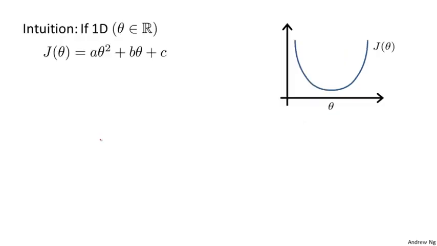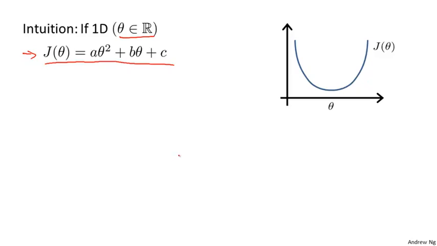For this explanatory example, let's take a very simplified cost function J of theta that's just a function of a real number theta. So for now, imagine that theta is just a scalar value, just a number rather than a vector. Imagine that we have a cost function J that's a quadratic function of this real-valued parameter theta. So J of theta looks like that.